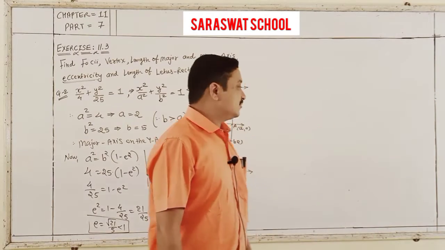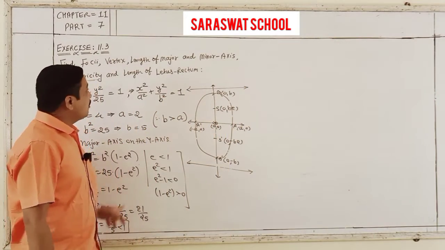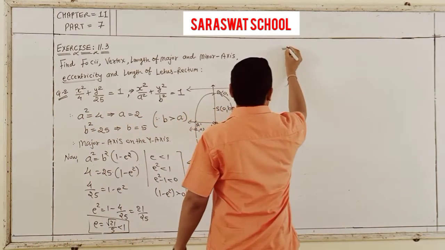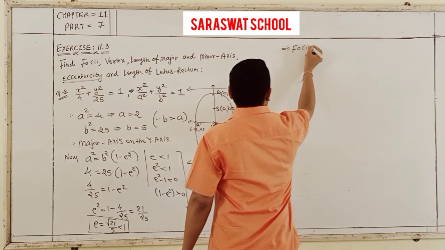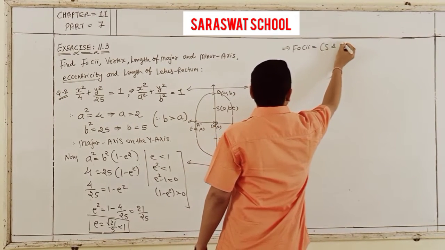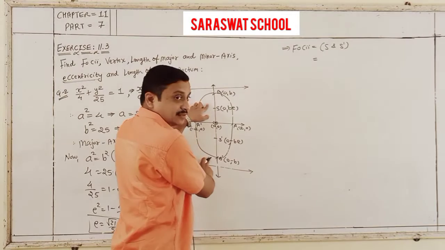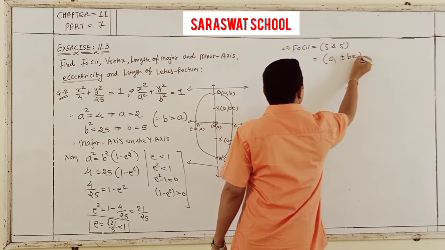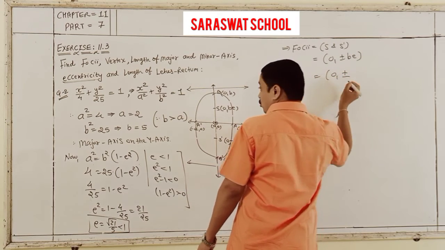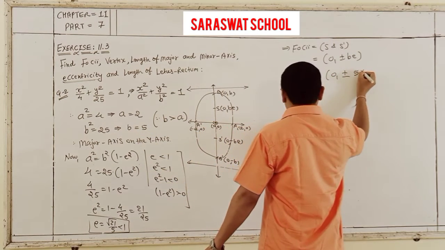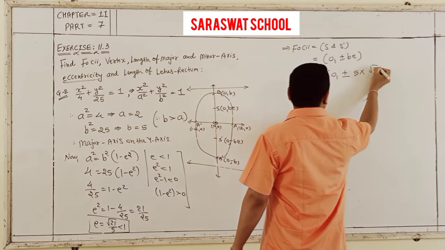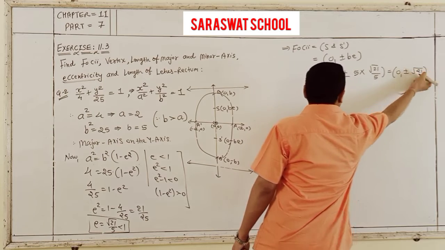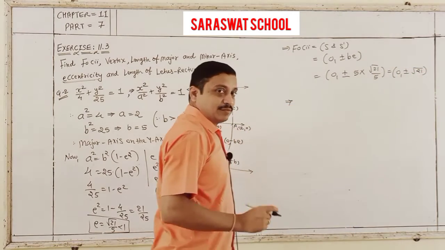Now continue, students, we are going ahead after e. Now I decide the foci and vertices. So first of all I find the foci, known as S and S dash, these points are 0 comma plus or minus b e, and what is b? B you know is 5, and e is also known, root 21 by 5, so the foci are 0 comma plus or minus root 21. The foci are done, both foci.